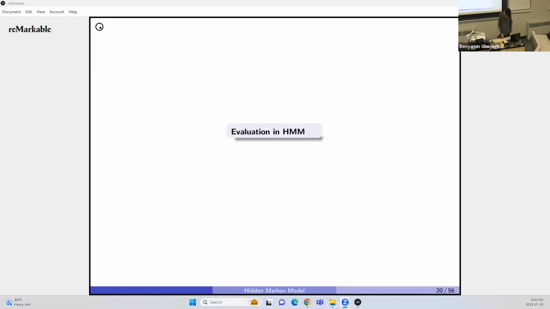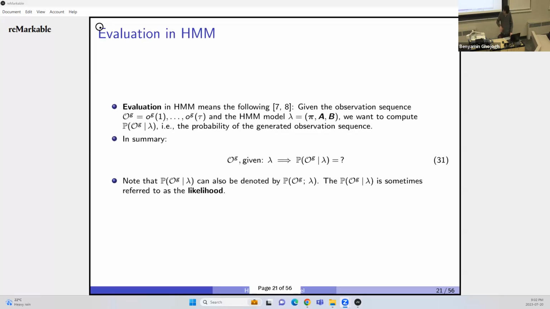Evaluation in HMM. So far we talked about the optimization of HMM, and now let's talk about the evaluation in HMM. What do I mean by evaluation? Kind of the test phase, right? Evaluation in HMM means the following. Given the observation sequence OG1 to OGtau, and the HMM model lambda, assume pi, A, and B, which we found by the optimization that we talked about, with closed form solutions for pi, A, and B.